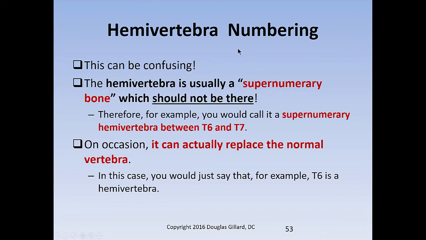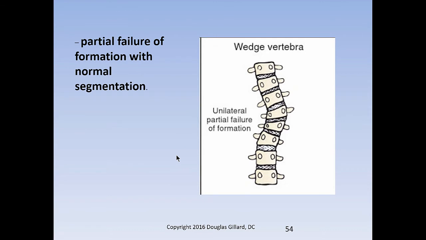The numbering, we talked about this, it can be confusing. Hemivertebra is typically a supernumerary bone, we already said that, which shouldn't be there. Therefore, you would name it in between two segments. Already talked about this. Occasionally, like that one we saw at L4, it actually replaces the vertebrae. I think we talked enough about that.